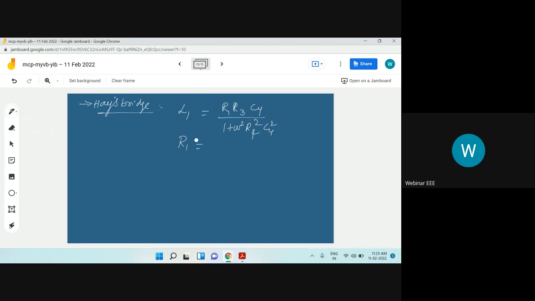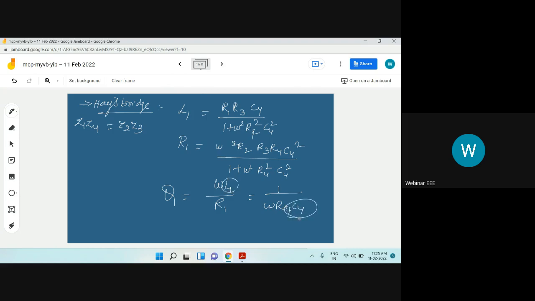So here the balanced equation based on the Hayes bridge balance equation. The unknown values will be considered like this, divided by 1 plus omega square R4 square C4 square. So this is how the value will be, and the quality factor will be omega L1 by R1, which is equal to omega R4 C4, either in terms of inductance or in terms of capacitance. So this is the slowest bridge when compared to all other bridges, whereas Anderson's bridge is the most accurate, right? Hayes bridge is the slowest bridge of all the bridges for the measurement of inductance.